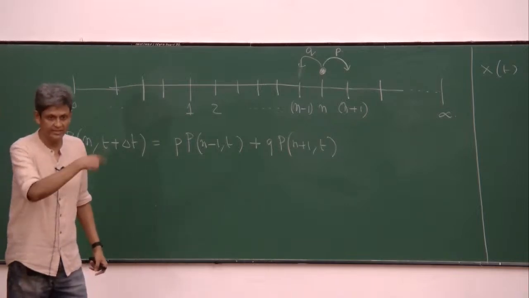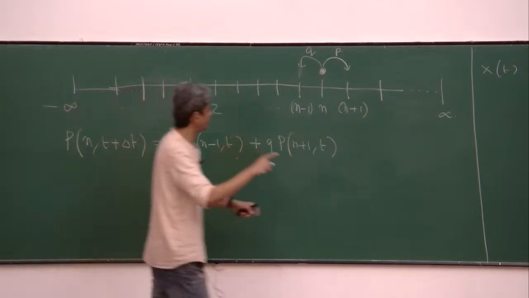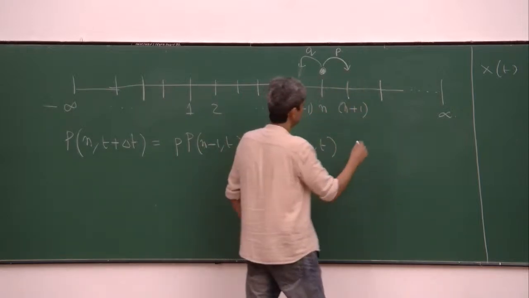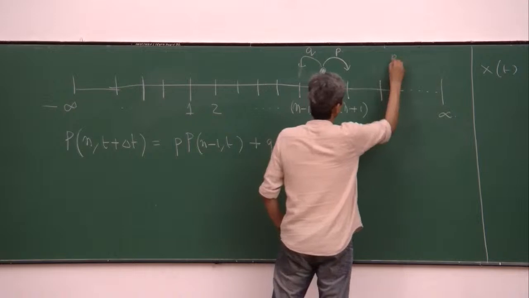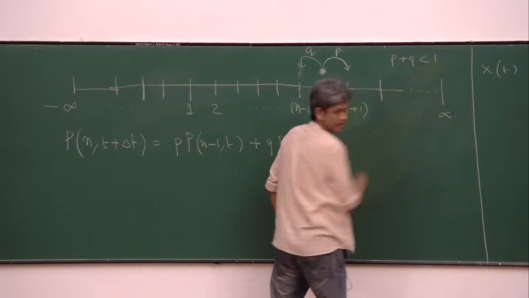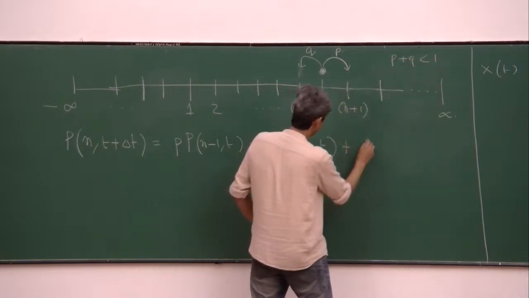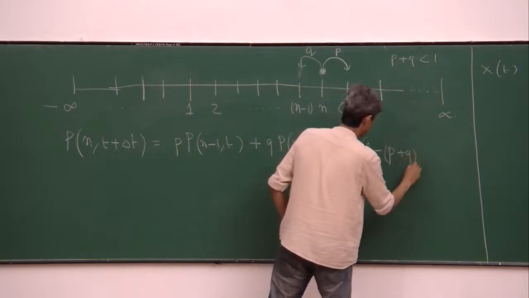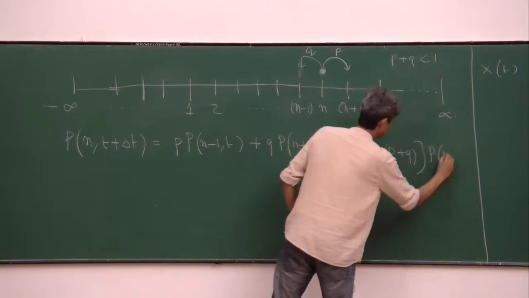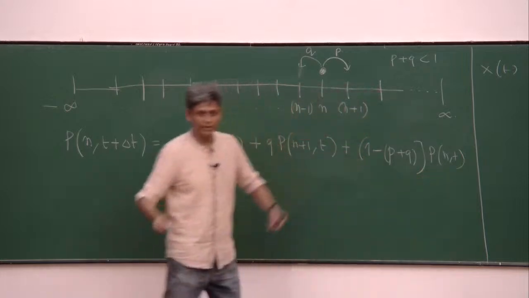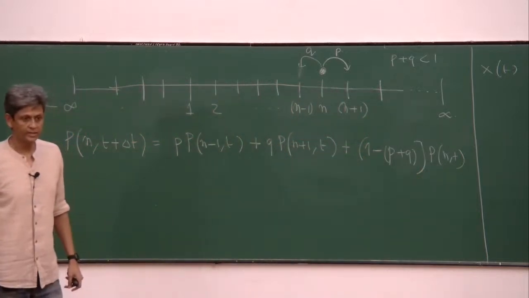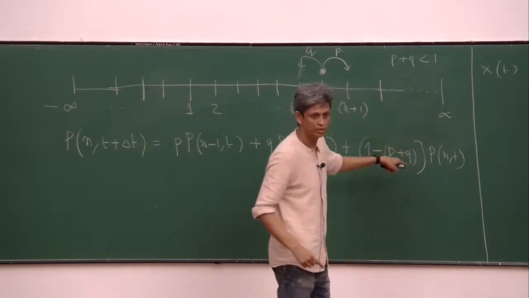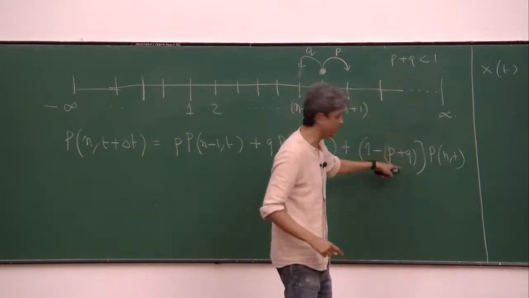The fact that it stayed at that site, so that should depend on the condition, because these are probabilities. If p plus q is less than 1, then I should also have a probability that it didn't move anywhere. Right? If it was 1, then it is 0. So it depends, but in general I should write it.